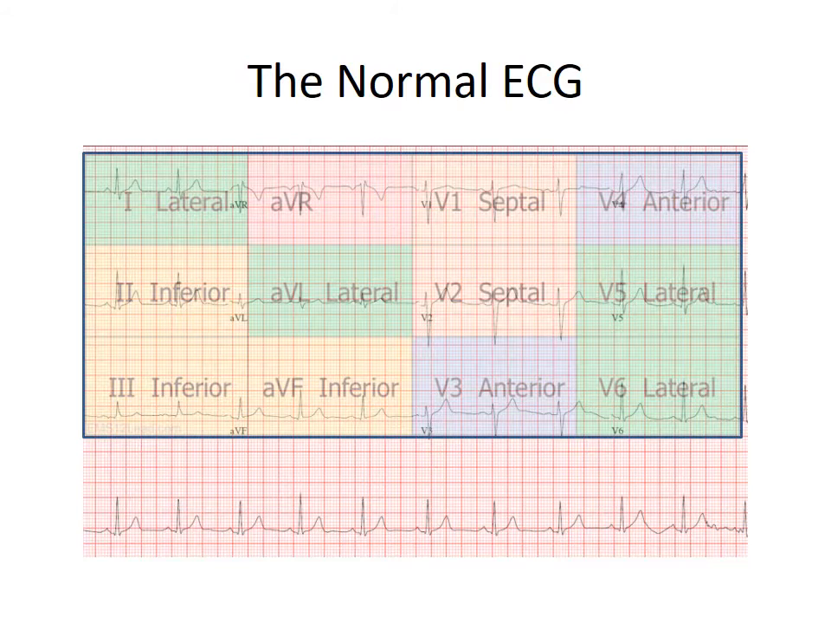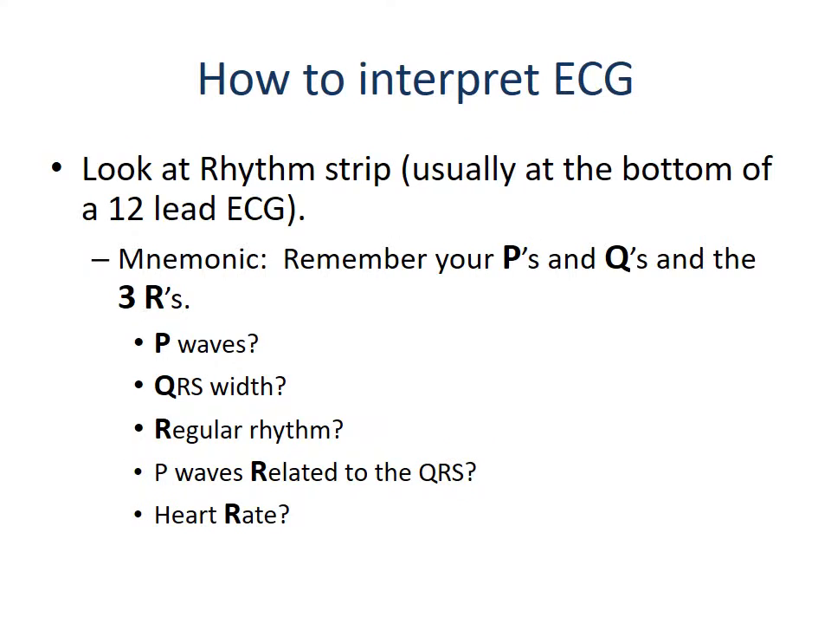So if I had ST elevations in 2, 3, AVF, that would be an inferior infarct. If I had ST elevations in V1 and V2, that would be a septal infarct. We already talked about this, but really quickly, how to interpret an EKG.